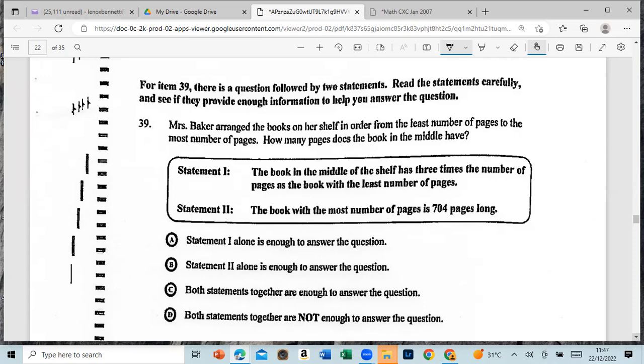Which is it? Statement 1 alone is enough to answer the question? Statement 2 alone is enough to answer the question? Both statements together are enough to answer the question? Or both statements together are not enough to answer the question? D. Yeah, we don't have enough information. And this will be the last question for today.